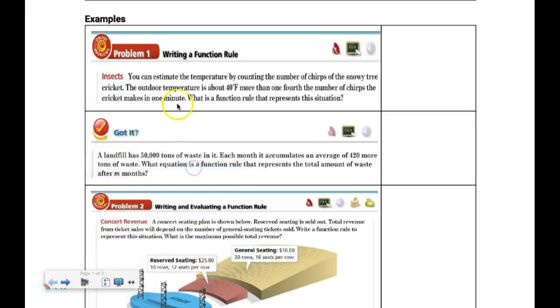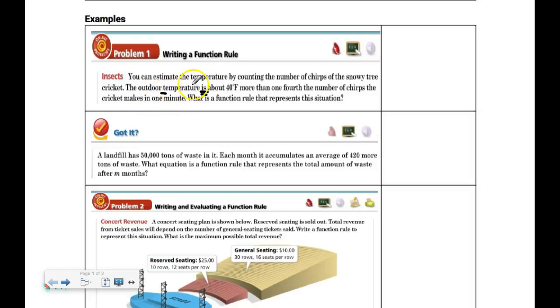And for example, the outdoor temperature is. Okay, so I don't know exactly what the temperature is, but that's going to be one of my variables. I'm going to use T to represent temperature. Is, remember that's generally where your equal sign goes. And it says about 40 degrees more. Now don't get confused by the word about. We're not going to be estimating or anything like that in terms of writing our function, but potentially, when you start substituting values in, you would not get an exact value. So don't be confused by the word about here.